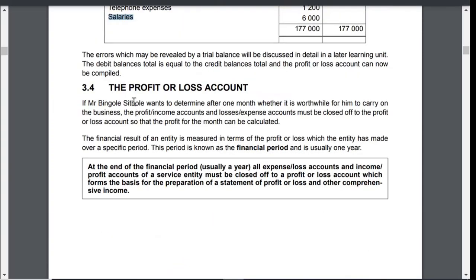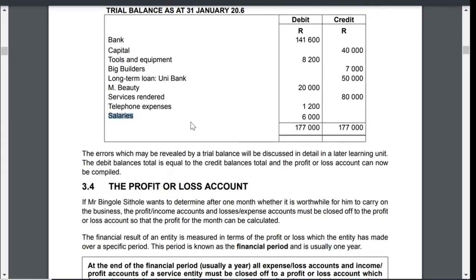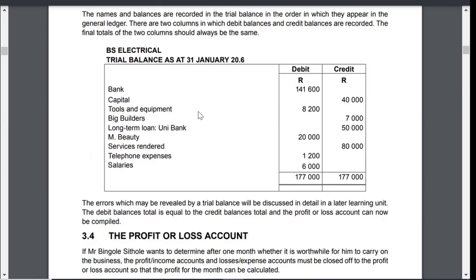And then the profit or loss account. Before we do this profit and loss account, when looking at this, did the company make a profit or loss? Just looking at the TB. How do you determine if a company has made a profit or loss? Income minus expenses.